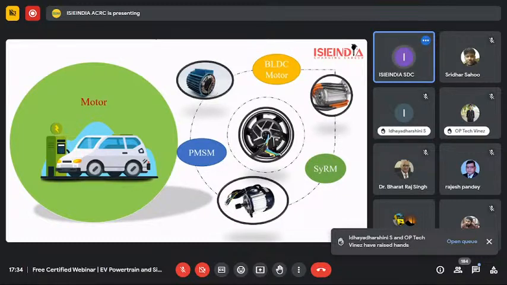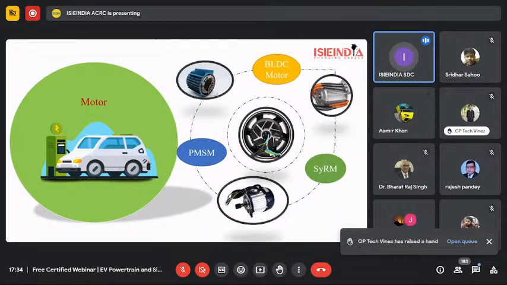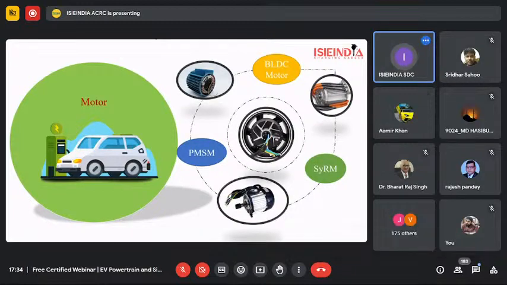So these are the two motors, the BLDC motors and the PMSM motors. They are widely used in electric vehicles, like Ola and Okinawa. These vehicles have PMSM motors in their mounting, and because of their high initial torque, they are widely used.